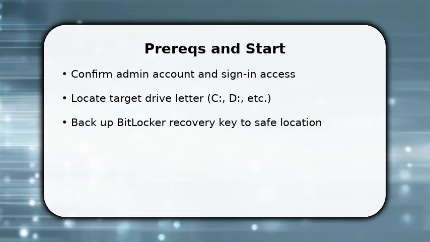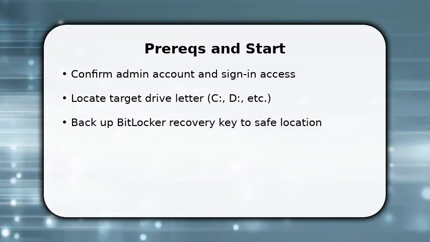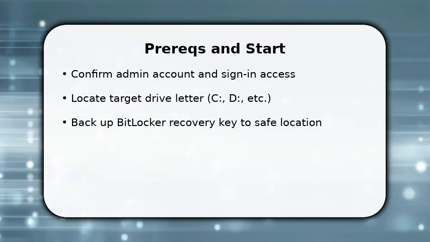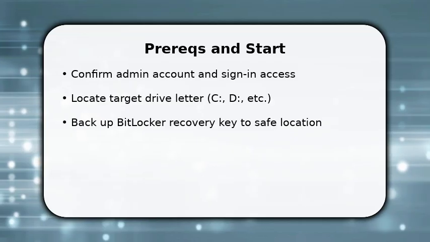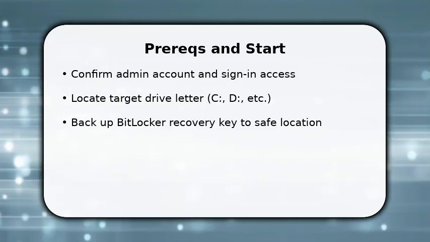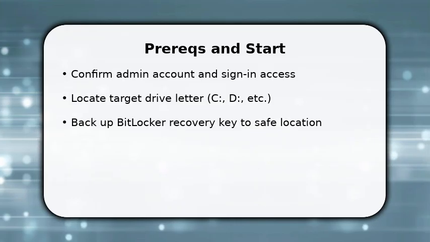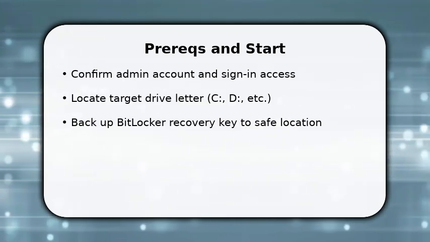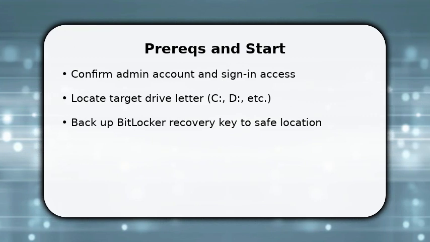Make sure to select the drive you want to disable. This is typically C, for system, or another letter for data. You do this to ensure you're targeting the correct volume. Mistakes here lead to data loss or reboot issues, so pause and double-check the drive letter now.